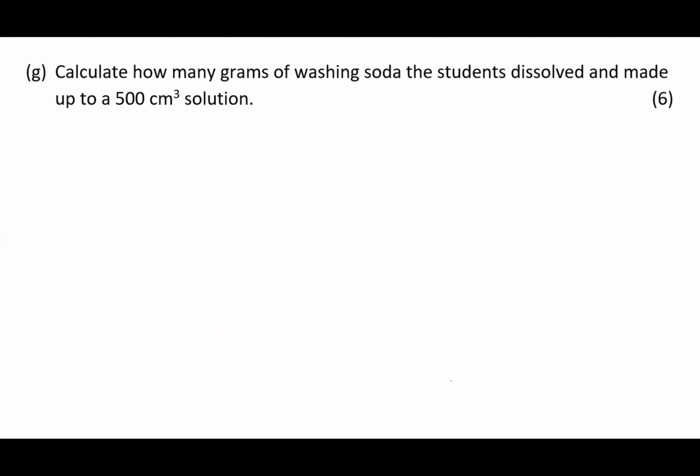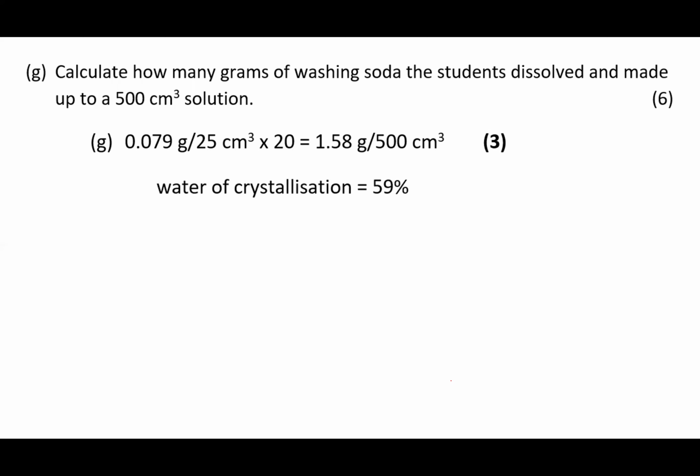Calculate how many grams of washing soda the students dissolved and made up to 500 centimeter cube solution. So our volumetric flask was 500 centimeters cubed. So the grams of sodium carbonate in 25 centimeter cubed was 0.079. To get it up to 500, we multiply by 20, so 1.58 grams per 500 centimeter cubed. Now, on the package, it said that the water of crystallization was 59%. That means the percentage of sodium carbonate was 41%. This is because washing soda is made up of both water and sodium carbonate. So 59% is water. That means 41% is Na2CO3.